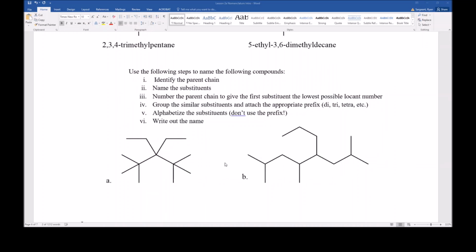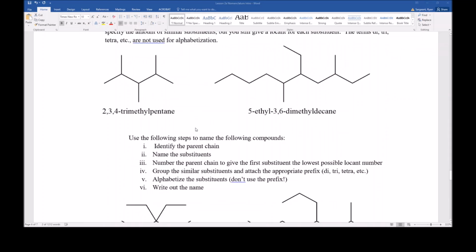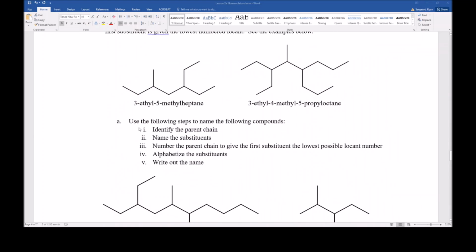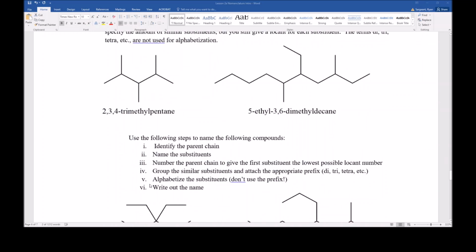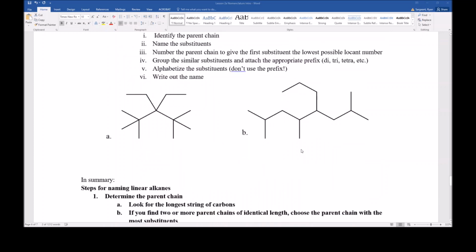So what this did is it gave us a bigger list of things to do when we're naming this. So I gave you a previous one right here where it had 1, 2, 3, 4, 5 steps. And now we had to add in a 6th step where we group the similar substituents and attach the appropriate prefix: di, tri, tetra, penta, hexa, etc.